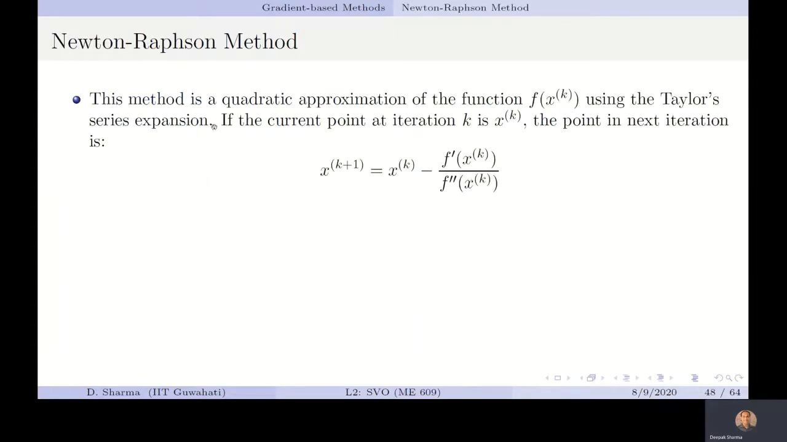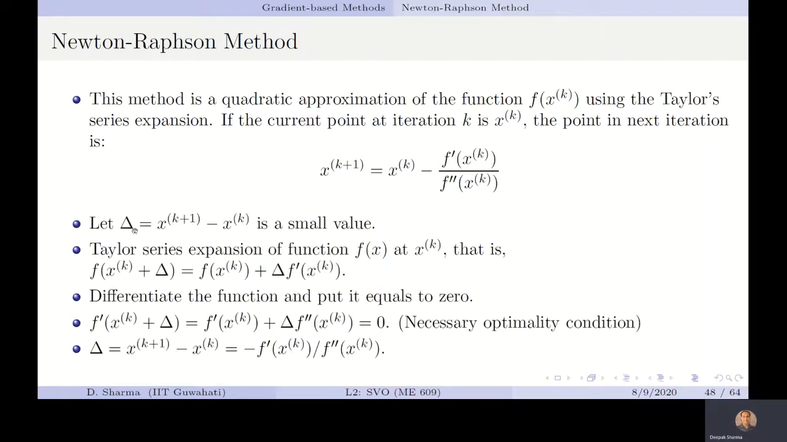Now, the Newton-Raphson method is a quadratic approximation of the function. Let's suppose the function is given and the current point is xk. Here k refers to the kth iteration. When we use the Taylor series expansion, we find that the new point xk plus 1 is equal to xk minus the first derivative at the current point divided by the second derivative at the current point. So let's see how we can get this formula.